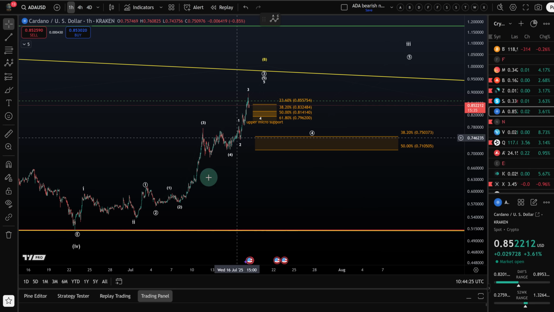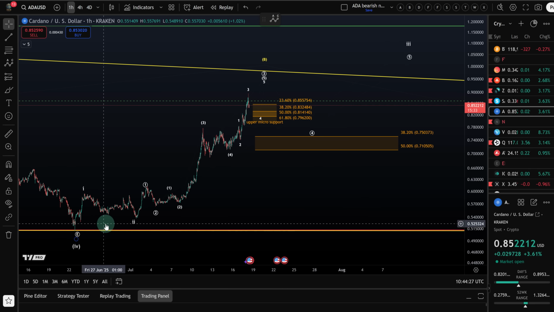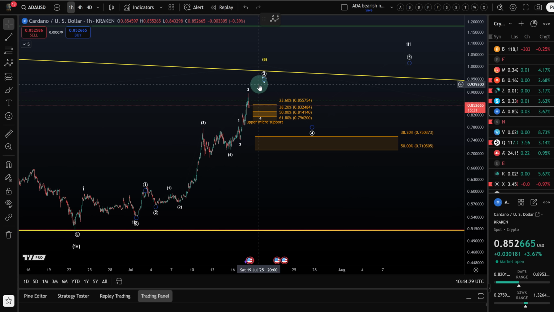In a larger degree fifth wave to the upside, we are currently still extending the internal third wave of that fifth wave. It is basically the same wave count that we talked about yesterday. You might remember in the last video update, I even shared that we should get to 87 cents next. We've arrived there now. So the target reached, I would say.